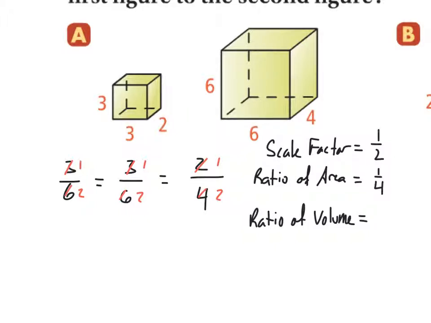Volume is a cubic unit. So to find the ratio, you take the scale factor and cube it. So 1 cubed is 1, 2 cubed is 8. What does this mean?